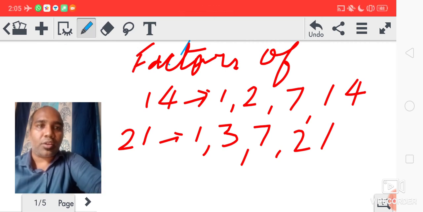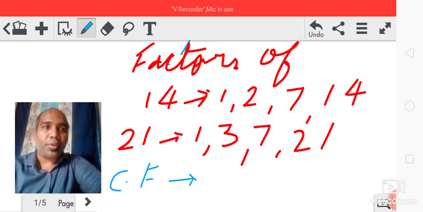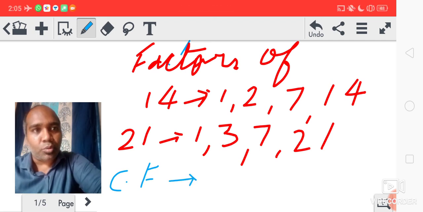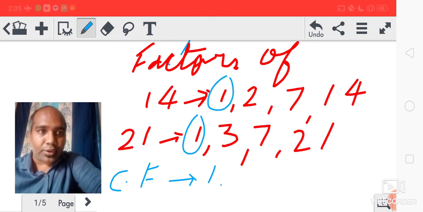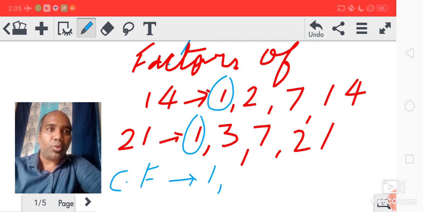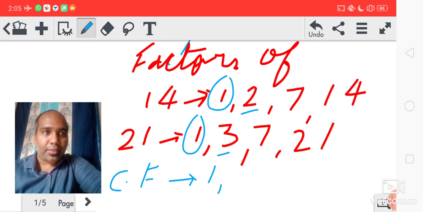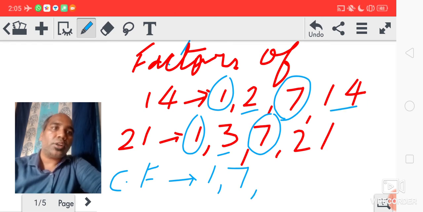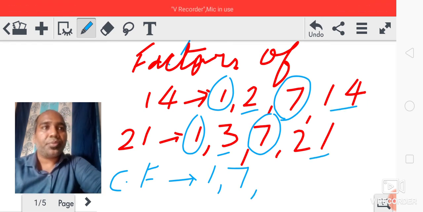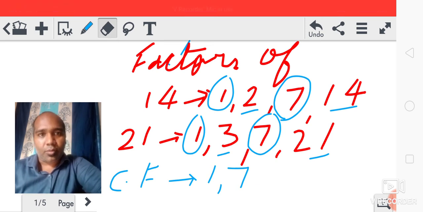Now we have to see the common factors. C for common, F for factor. Common factor means which we are getting in both. 1 we are getting in both. So 1 is the common factor. Then 2, are we getting it in both? 2 here we are getting, but here we are not getting. So 2 is not a common factor. Then 7 here also, here also. So 7 is a common factor. Then 14 and 21 we are not getting in both. Okay, so only 1 and 7 are the common factors.